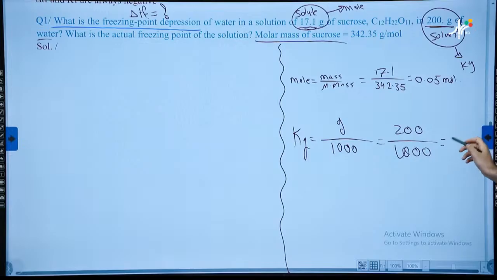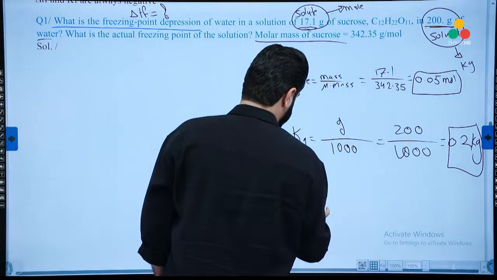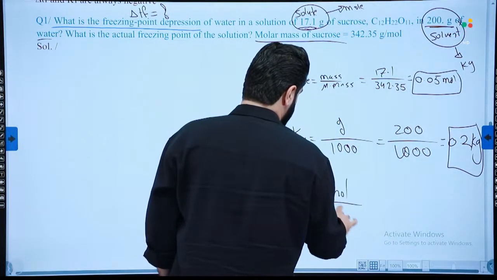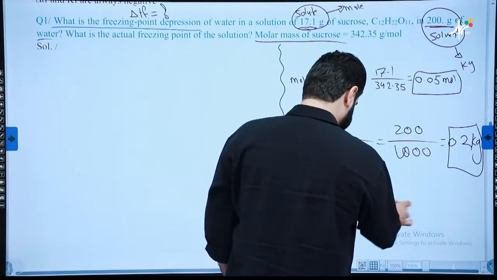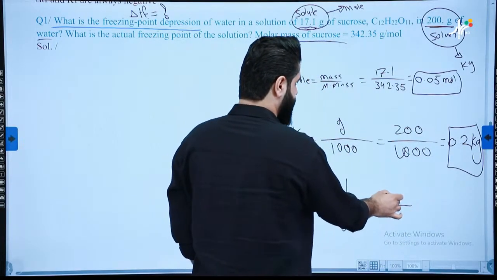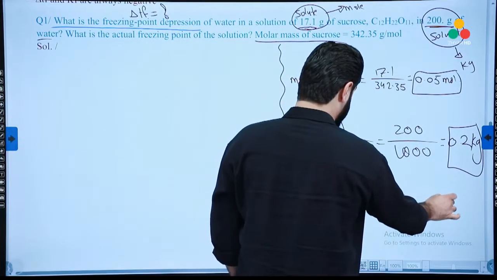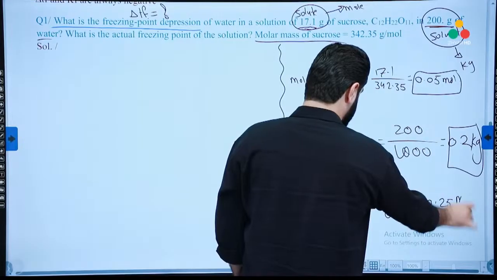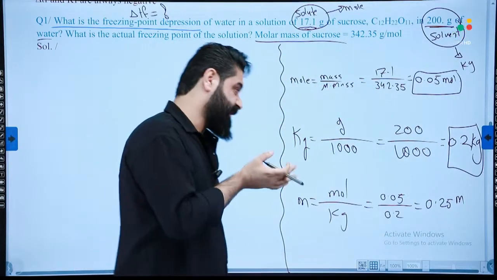200 divided by 1000 equals 0.2 kilograms. Now kilogram and mole number are both ready. We will use both to calculate molality. So molality equals mole over kilogram. So the mole number is known, which is 0.05 divided by 0.2 is equal to, I think, 0.25 molar, if I'm not mistaken. 0.25 molar. Okay, yeah, correct.